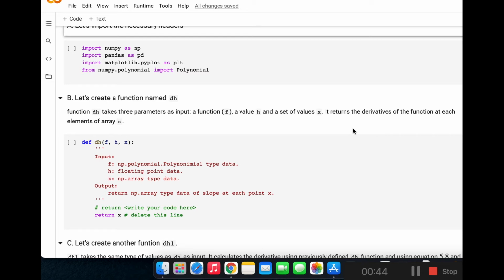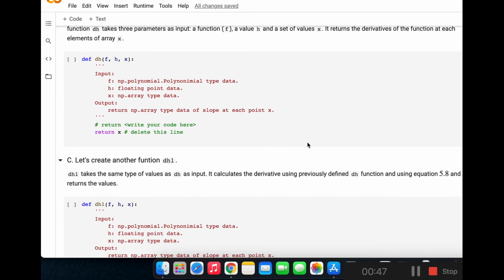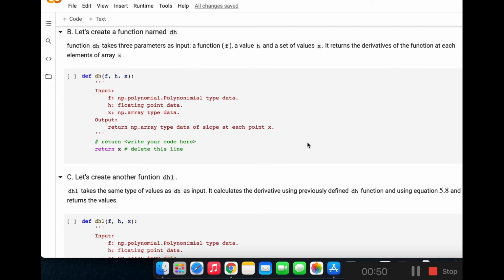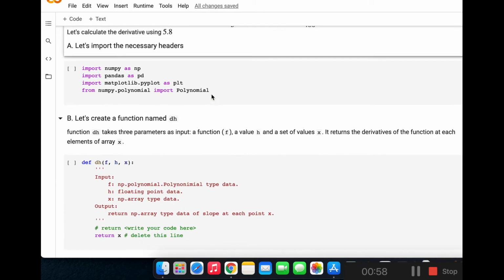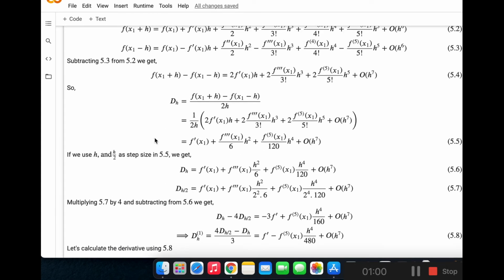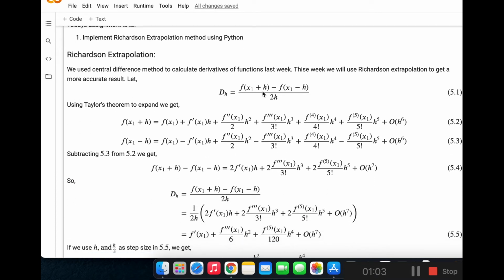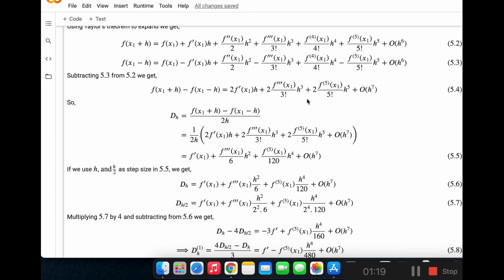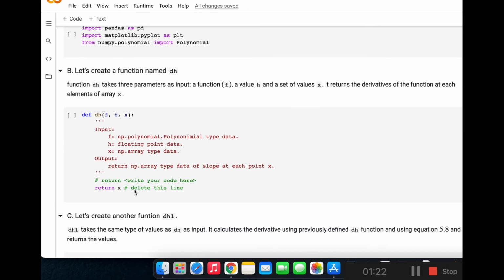Okay, so after importing, what we need to do is define the functions. Previously, we have defined the forward difference, central difference, and backward difference functions. And here we will be defining two functions, that is the dh function and the dh1 function. The dh function is nothing but the central difference one, because previously dh was defined using the formula of central difference, and we have learned before that central difference is the one giving the lowest possible error while choosing between forward, backward, and central.